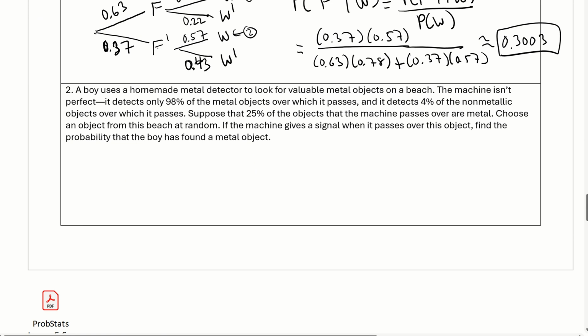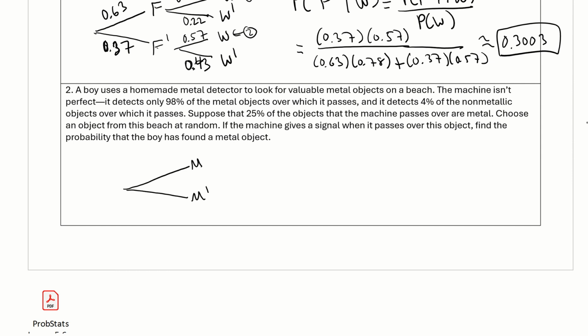All right, so a boy uses a homemade metal detector to look for valuable metal objects on a beach. The machine is imperfect. It detects only 98% of the metal objects over which it passes, and it detects 4% of the non-metallic objects over which it passes. Suppose that 25% of the objects that the machine passes over are metal. Choose an object from this beach at random. If the machine gives a signal when it passes over the object, find the probability that he has found a metal object. Okay, so we have metal and we have non-metal, M prime.